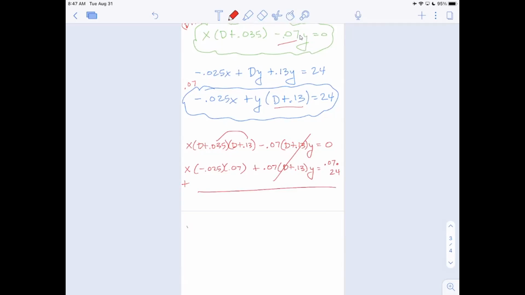So if I add these, I'll have x on top. I have D plus 0.035 times D plus 0.13. I'm going to need to multiply that out. D times D. And then for my middle term, I'm going to have 0.035D plus 0.135D, which is 0.165D. And then finally, stupidly, 0.035 times 0.13. I'm going to have some ridiculous decimal.